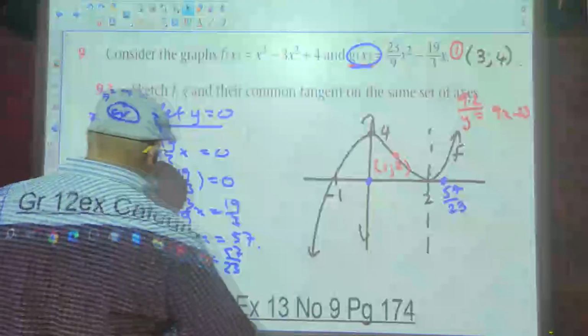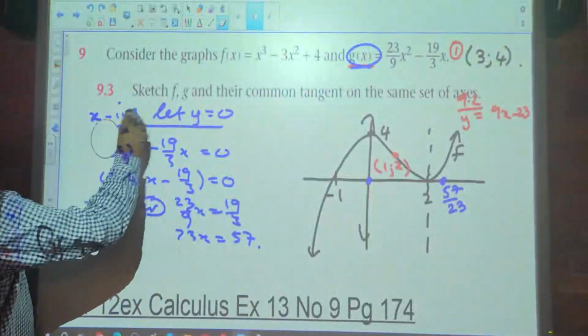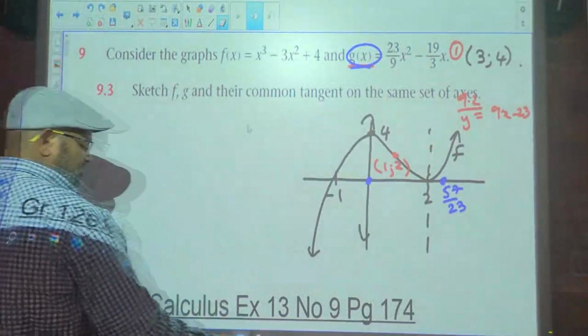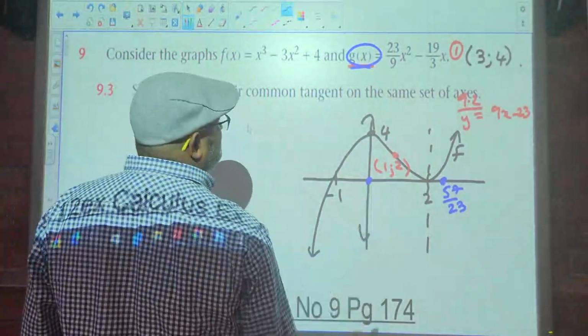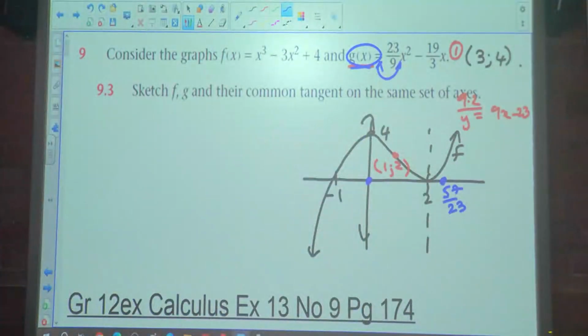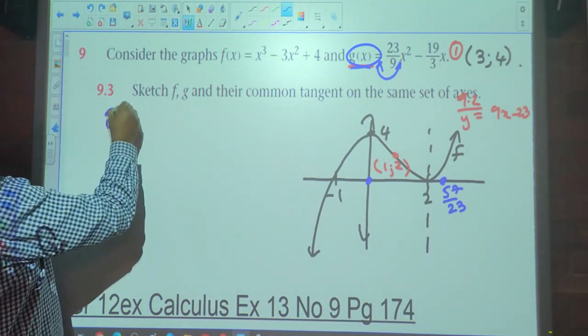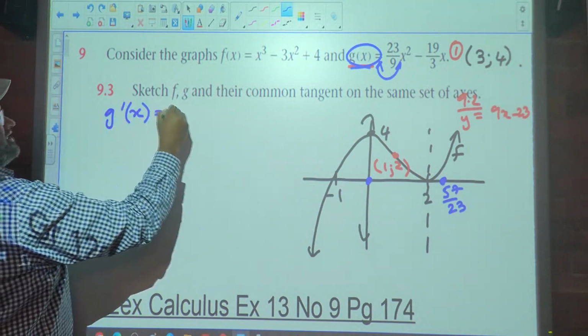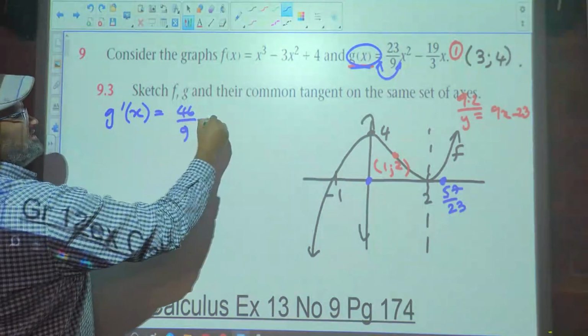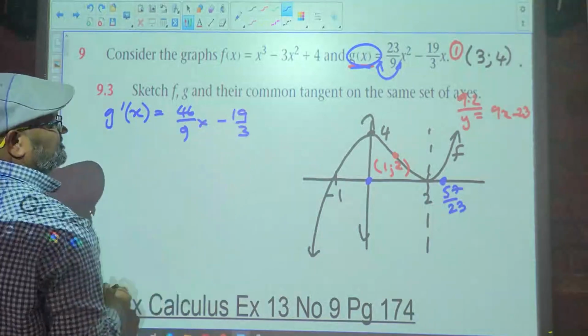Right. So what do we work out after? Y-intercept. What's your y-intercept? X equal to 0. And what's your y-intercept here? 0, of course. Okay, the graph is already smiling. And thereafter we work out our turning point. How do you calculate the turning point? First derivative equal to 0, so it's going to be 46 over 9 x minus 19 over 3.